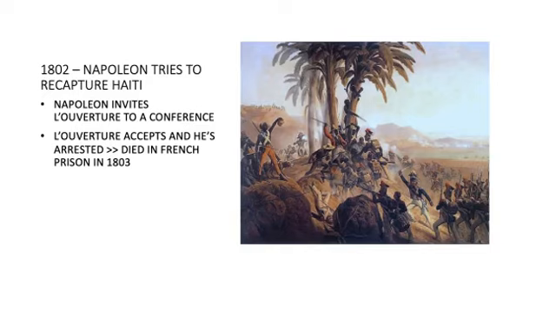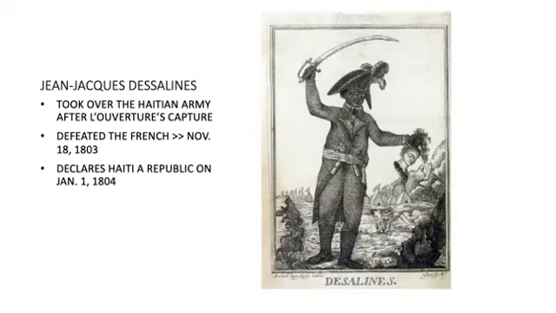Once he accepts, he is going to be arrested because the French found him to be increasingly dangerous, especially since they are trying to take Haiti back. But he ends up dying in a French prison in 1803. Once Louverture is out of the way as far as the French are concerned, you're going to see another man named Jean-Jacques Dessalines, who is going to take over the Haitian army after Louverture's capture.